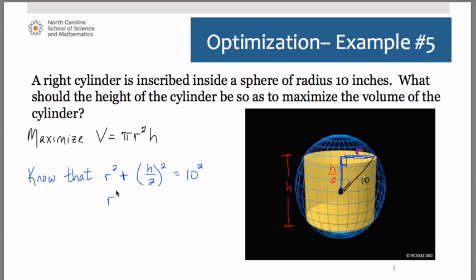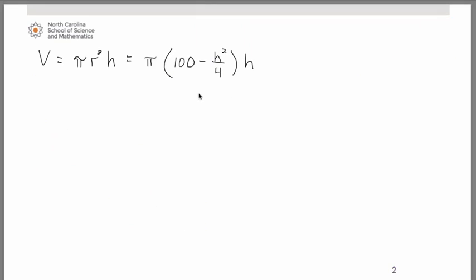Let's simplify that a little bit. Take a look at what we have. Notice we have an r squared here and an r squared there. Why don't we just solve for r squared and we can substitute directly into that primary equation. Just makes things a little bit easier for you. Let's go ahead and rewrite that and we'll see where we go from there. Notice how in place of the r squared, I've substituted 100 minus h squared over 4.